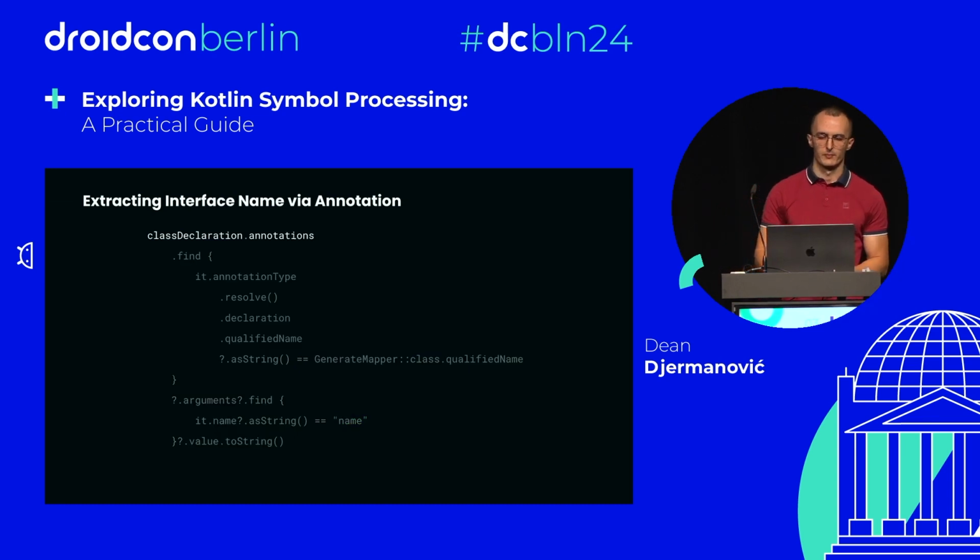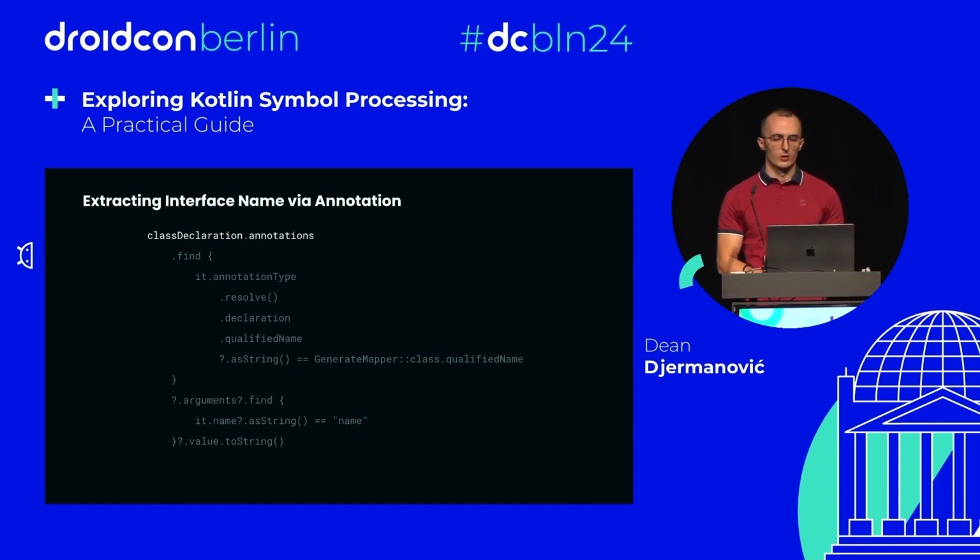So let's go through it. The first line gives us access to all of the annotations that are applied to a specific class declaration. Then we go through these annotations and we are trying to find an annotation whose fully qualified name equals the GenerateMapper annotation, since this is the annotation that we are interested in. If such an annotation is found, we go through the arguments of this annotation and we are trying to find an argument named name. And if such an argument is found, we get the value of this argument and convert the result into a string. So this will give us the value of the name argument of our GenerateMapper annotation.